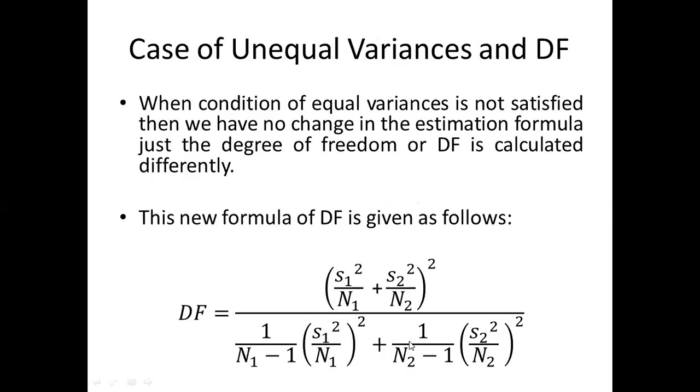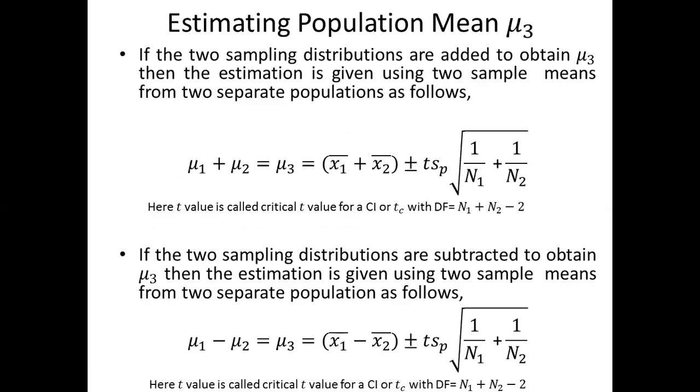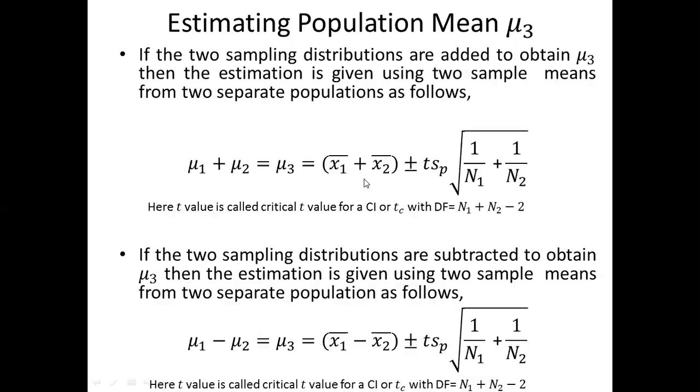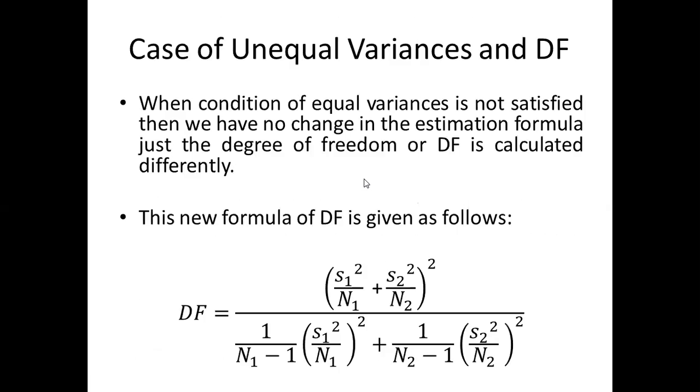But in the second case, when we do not have equal variances, when the interval constraints are not satisfied, then definitely we have the case of unequal variances. And in that case, the formula does not change. The formula remains as it is for the estimation. But the only thing that changes is the way the degree of freedom is calculated.